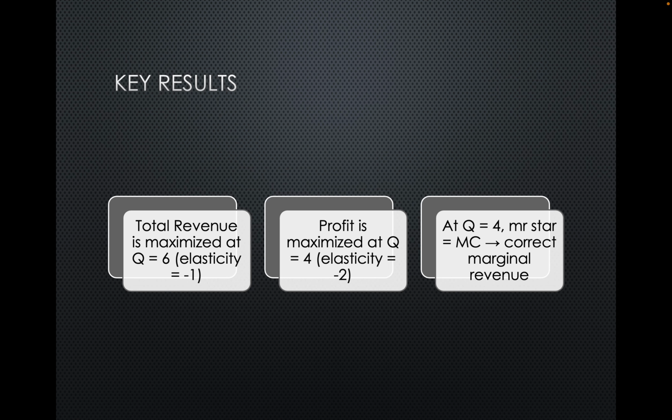And then for the questions, the total revenue is highest at quantity 6. And at that point, elasticity is -1, which means the demand is unit elastic. For profit, it's highest at quantity 4, and at that point, elasticity is -2, which means demand is elastic. And at the profit maximizing point, the elasticity-based marginal revenue, the MR star column, exactly equals the marginal cost, so the correct choice is MR star.